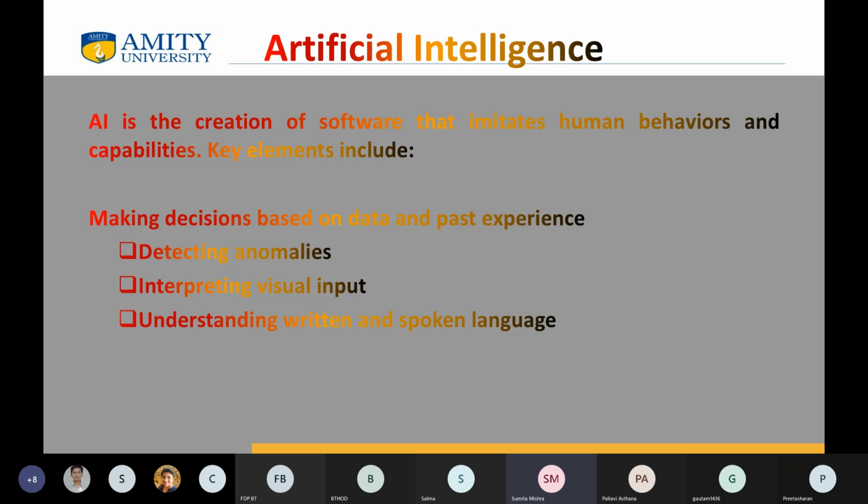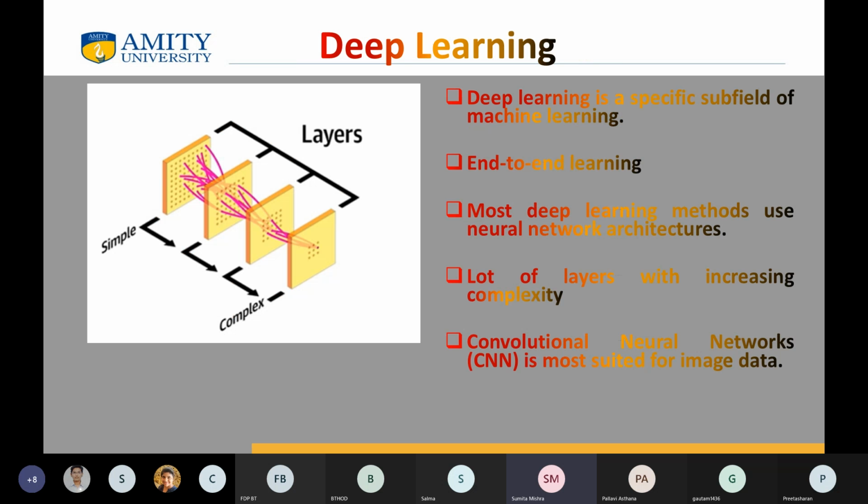Then you have one more branch of AI. You can assume that it is one of the flourishing research areas. This is a specific subfield of machine learning. Basically, I am working in this domain, so I am more interested in this technology. So deep learning is different from machine learning in the sense that in machine learning you give handcrafted features. You derive the handcrafted features, you give them as input, and based on that you create a model. But deep learning is end-to-end learning.